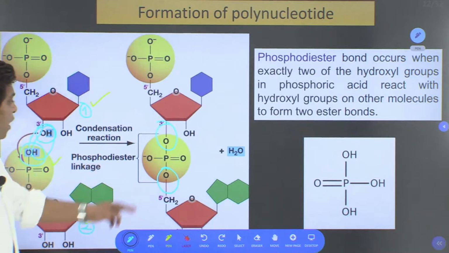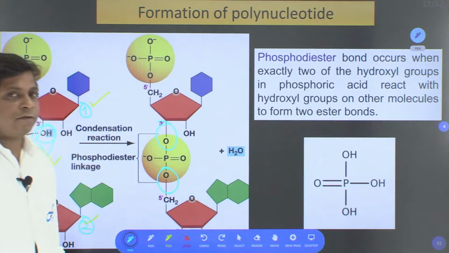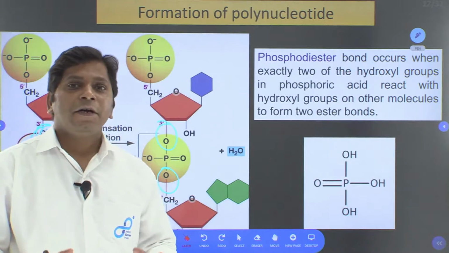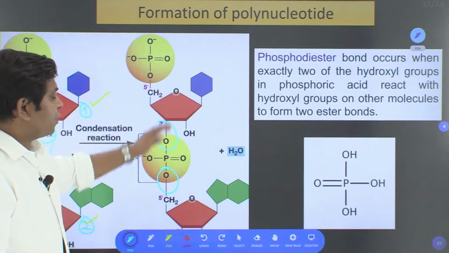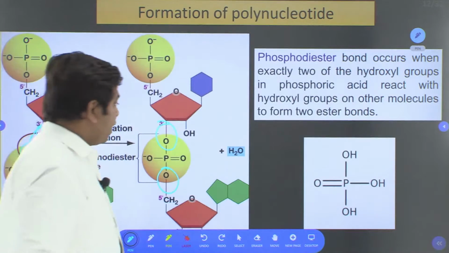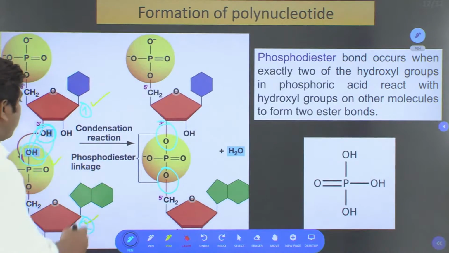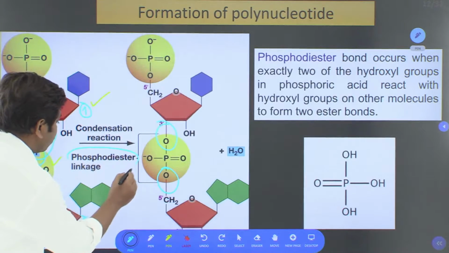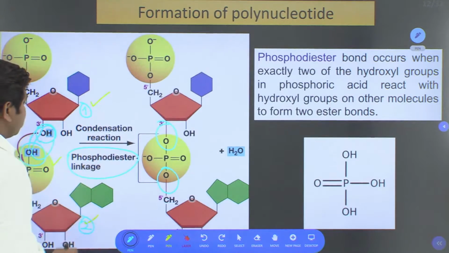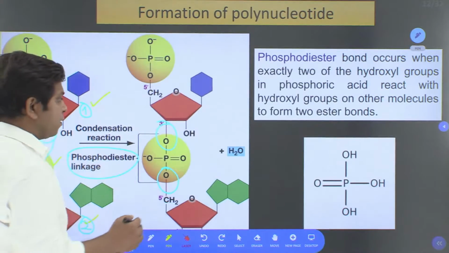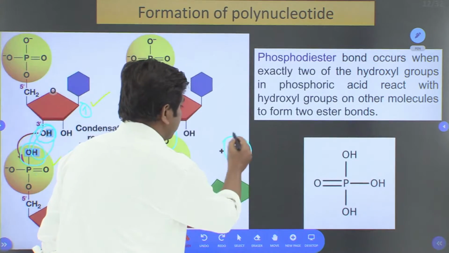Okay. So, there are now 2 ester bonds which are formed during the linkage of one nucleotide with another nucleotide, and therefore, the bond that is getting formed is called a phosphodiester linkage. Okay. And this is a condensation reaction because the molecule is getting condensed with the release of a water molecule.